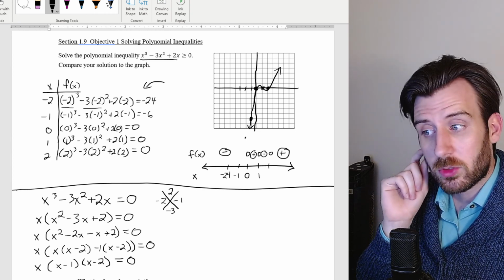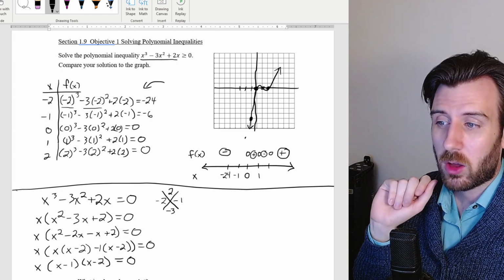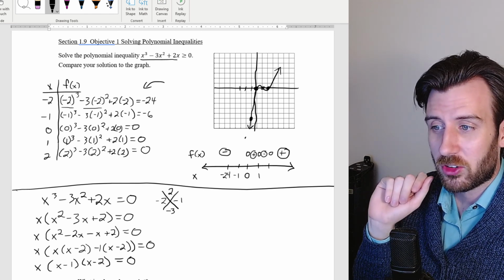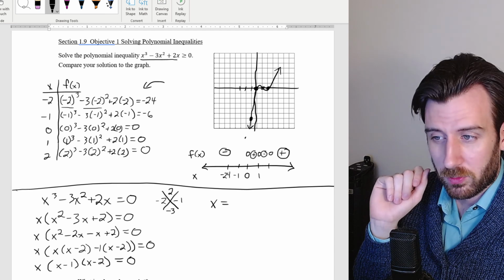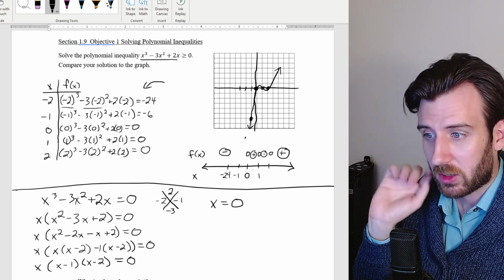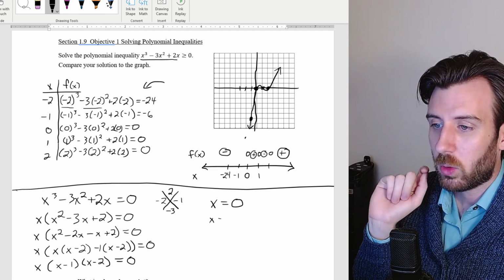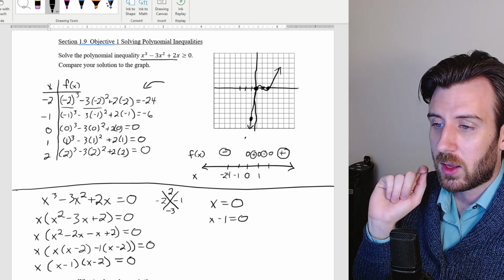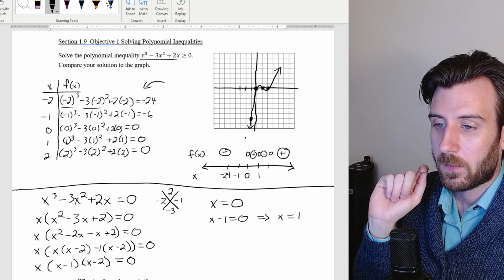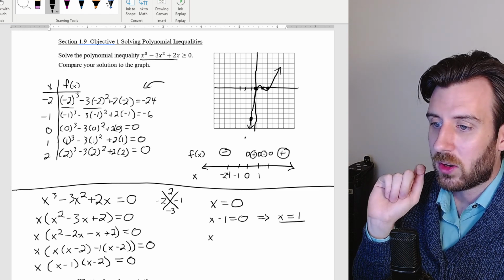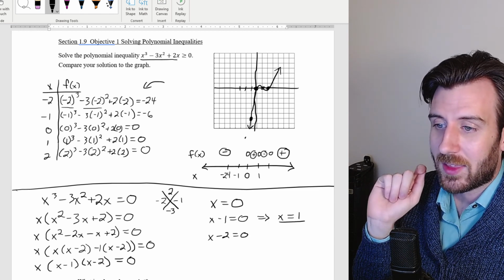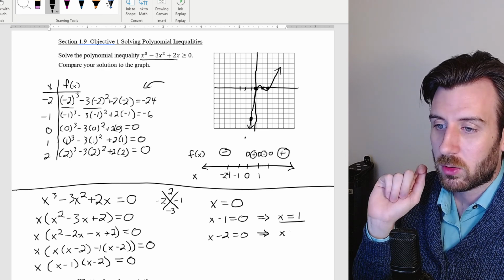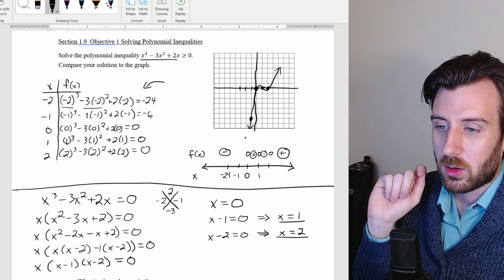Now that's really useful because, again, if I wanted to find out when all of these are equal to 0, that's just as simple as saying when does x equal 0, the first thing I'm being multiplied by? x is 0 when x is 0. When does x minus 1 equal 0? That happens when x is equal to positive 1. And when does x minus 2 equal 0? That happens when x is equal to positive 2.